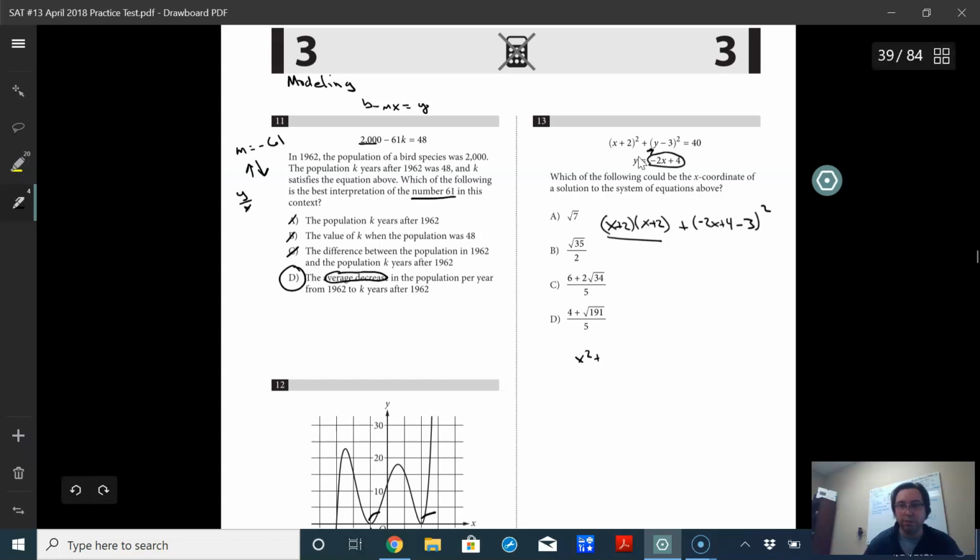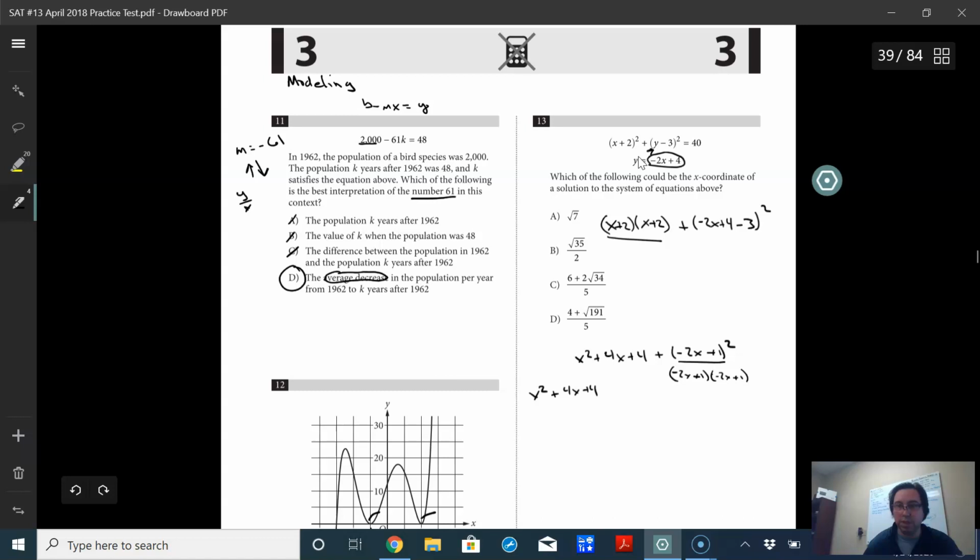So we have x squared plus, which is going to be 4x plus 4, and then we now have plus, which is now going to be (−2x + 1) squared. And so now we need to work on squaring this side. So let's write this out again. So x squared plus 4x plus 4, plus negative 2x plus 1 times negative 2x plus 1.